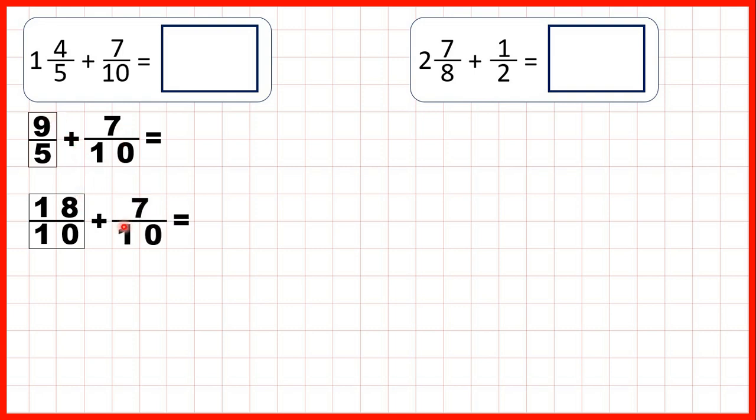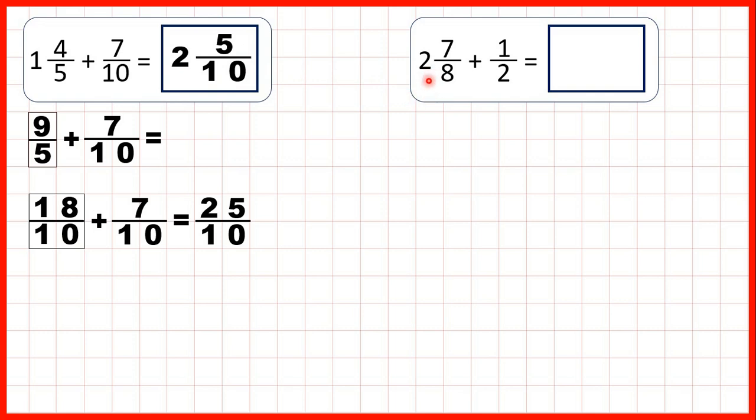We're adding 7/10 to that, and we have a common denominator, so the denominator stays the same in our answer, and 18 plus 7 is 25. So, as an improper fraction, our answer is 25/10. But we can turn that back into a mixed number by dividing. 25 divided by 10 is 2 remainder 5, and the denominator stays the same. So our answer is 2 5/10.